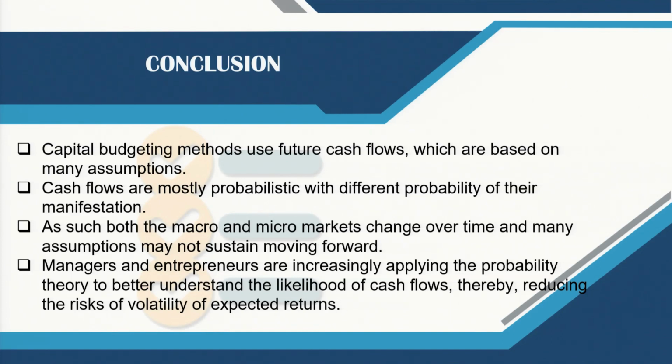As such, both the macro and micro markets change over time and many assumptions may not sustain moving forward. Managers and entrepreneurs are increasingly applying probability theory to better understand the likelihood of cash flow, thereby reducing the risk of volatility of expected return. You multiply your cash flow with probability and then estimate the expected cash flow or expected net present value.